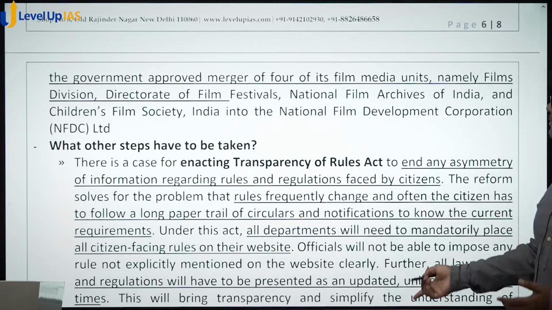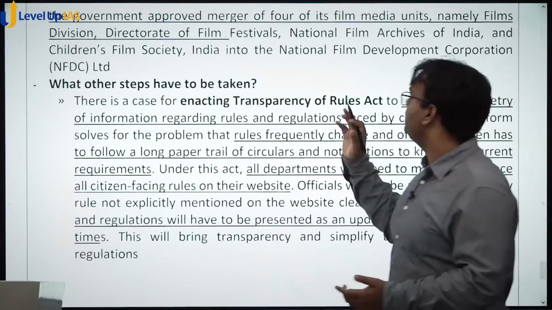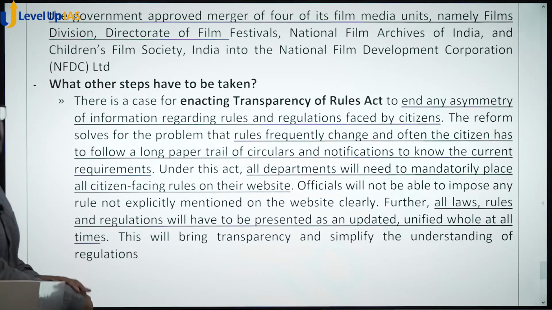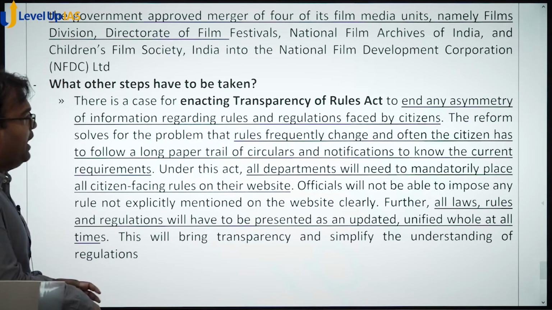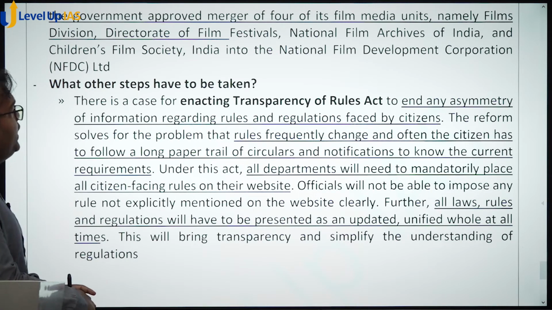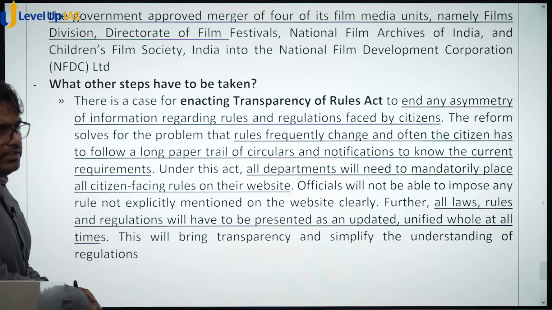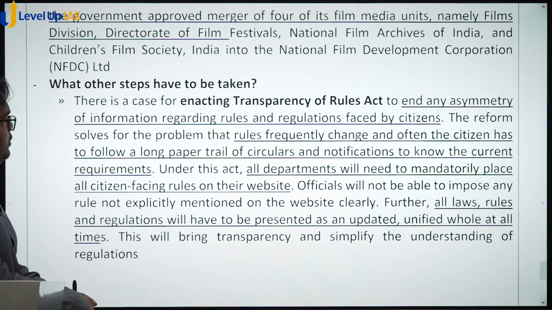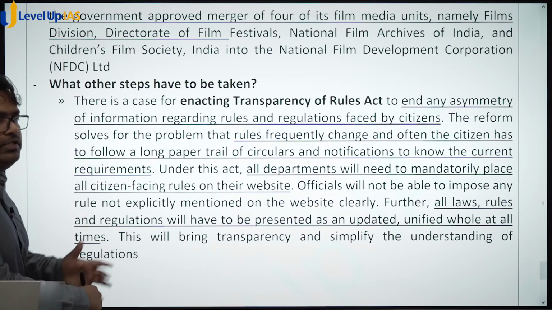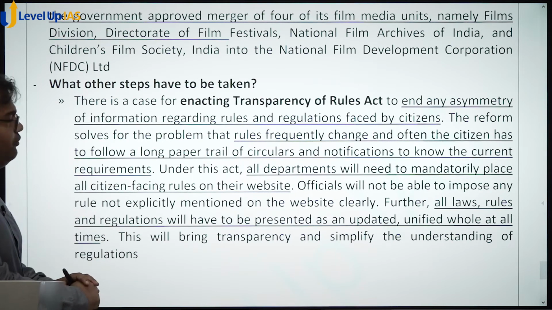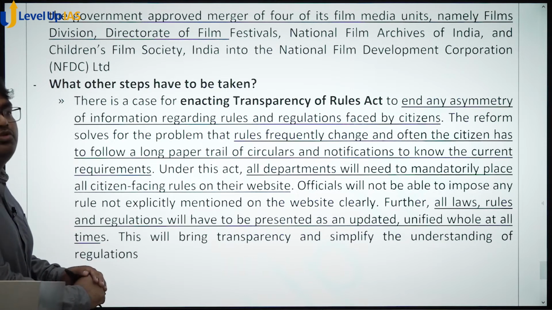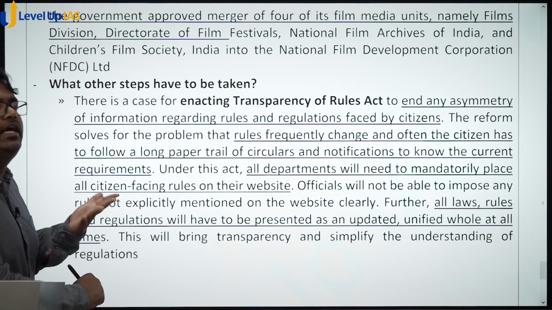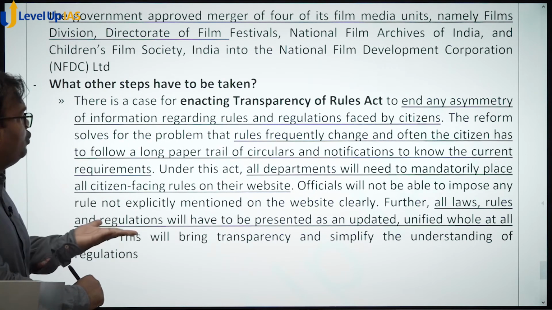One most important step that can be taken is enacting a Transparency of Rules Act. Transparency of Rules Act was also recommended by the Economic Survey of India 2 years back. The idea is citizens should know what are the rules, what are the laws which are applicable. So if rules are changing, all those things should be available on the website. On the website of the department it should be available who are the people who are covered by these rules, so that people exactly know what should be done, what should not be done.